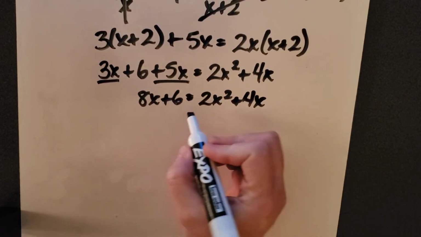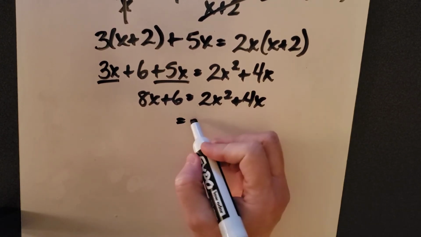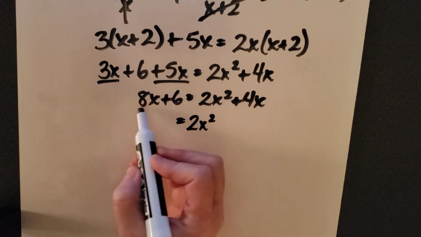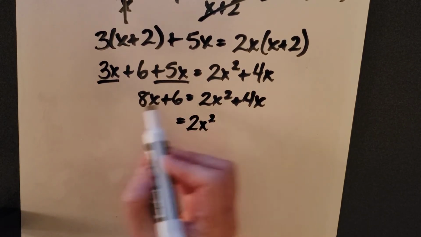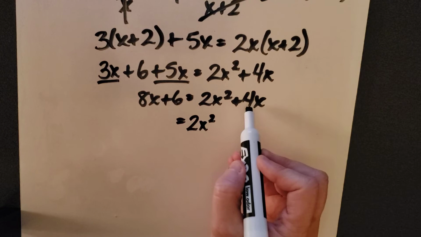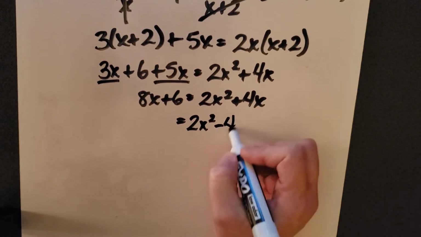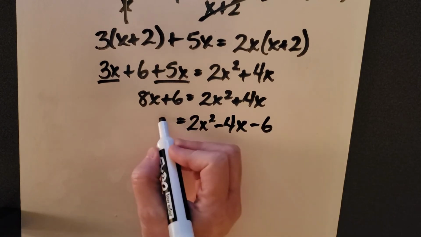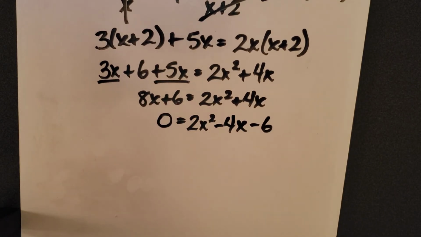Okay? So on the right-hand side, I'm going to put my 2x squared in the front because it's my highest degree term. I've got an 8x over here, but I've got to move it across the equal sign, so I'm going to subtract 8x from 4x. That gives me negative 4x, and I'm going to subtract 6 from the other side as well. That leaves me with 0 on the left-hand side.